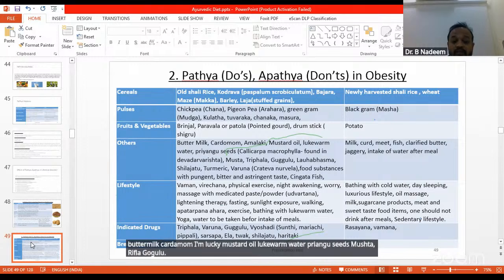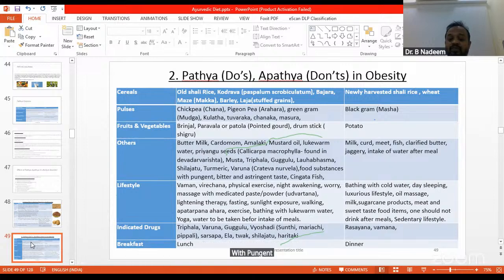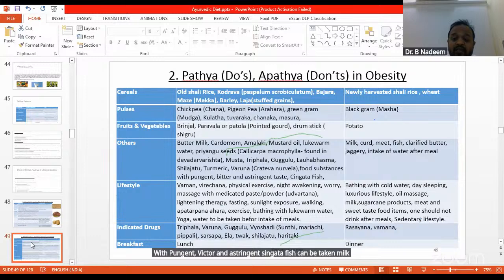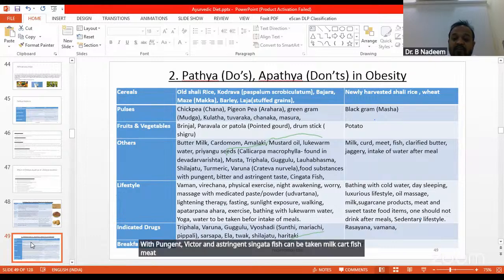Again, these are some of the drugs: Shilajatu, turmeric, varuna, food substances with pungent, bitter, and astringent taste. Singata fish can be taken. Milk, curd, fish, meat, butter, clarified butter, jaggery, and intake of water after meal should be avoided.